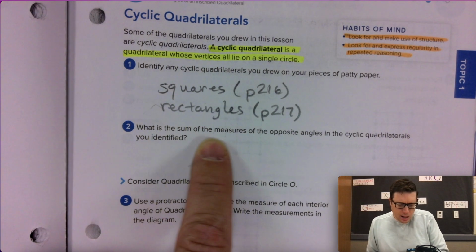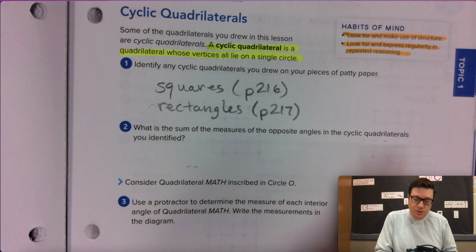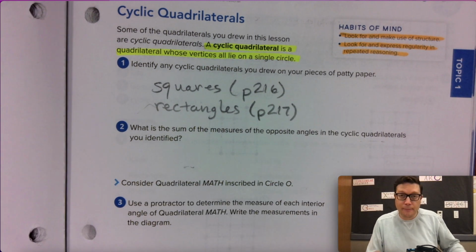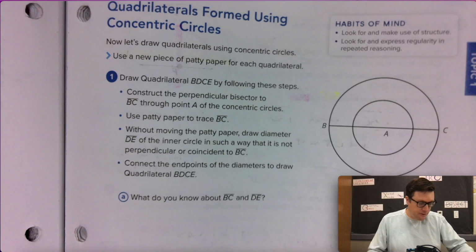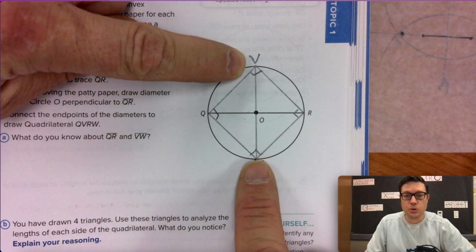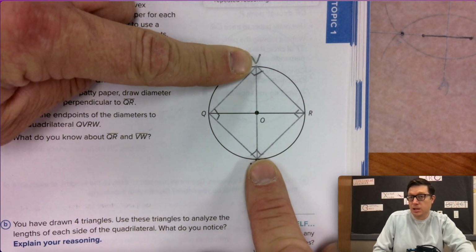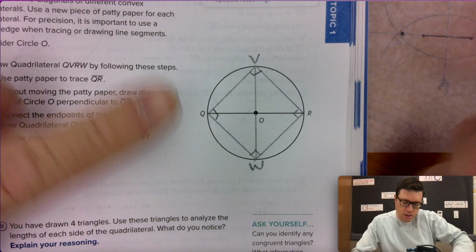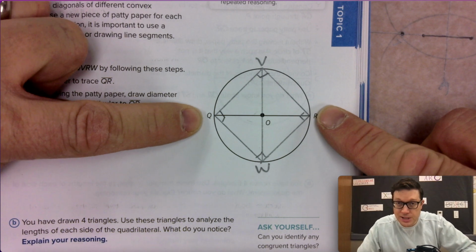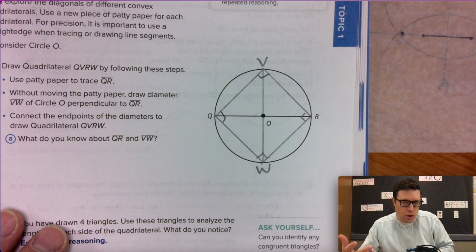Okay, what is the sum of the measures of the opposite angles in the cyclic quadrilaterals that you identified? So let's flip back to page 216. And in flipping back to there, we have a square, so opposite angles, right? Well, in a square, it's 90 and 90, so 90 plus 90 is 180. QR, those are opposite vertices, and the angles at Q and R are 90 and 90, so that's also 180.